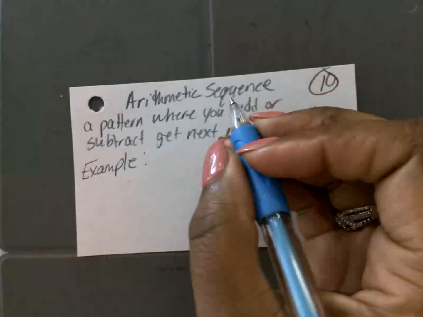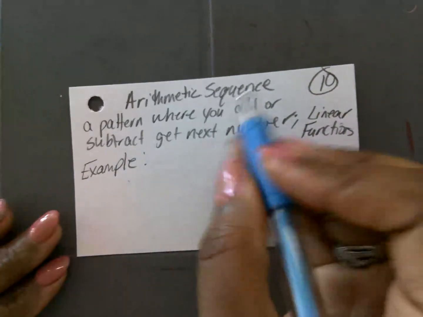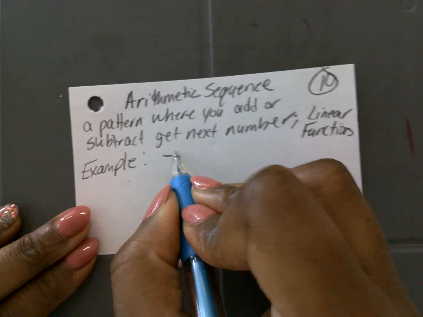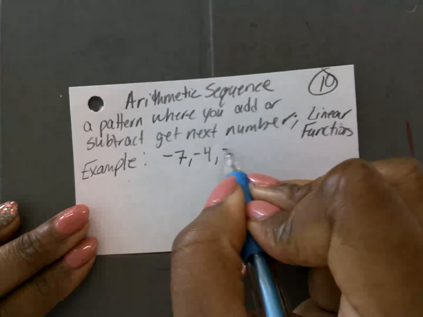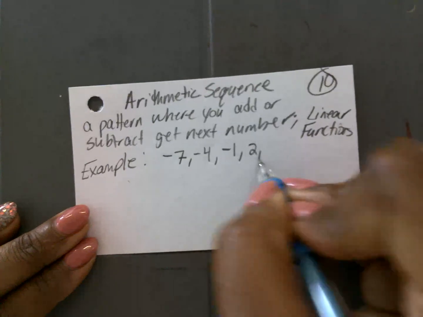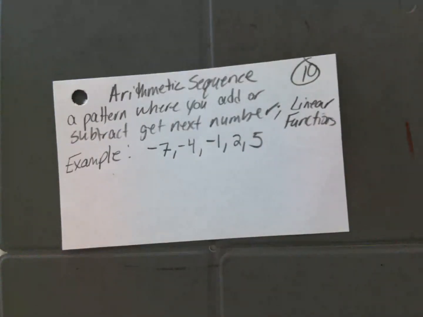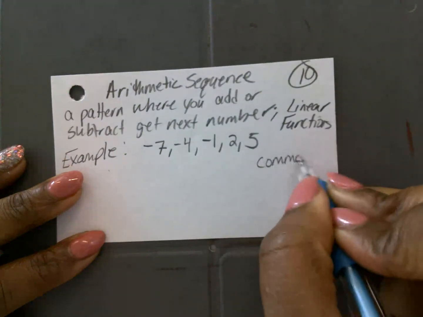All right, so look at this one. I'll go over it again. We said it one time before. Okay, so let's look at it. Let's start with -7, then -4, then -1, then 2, then 5. Okay, so now what is the common difference here? The common difference is +3.